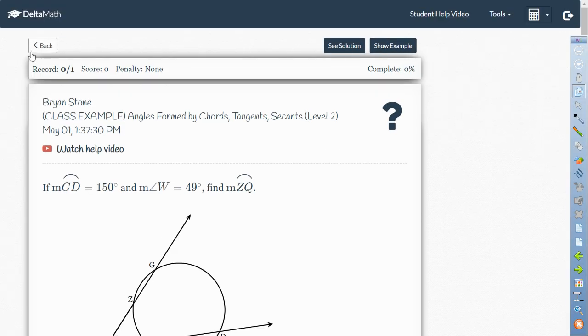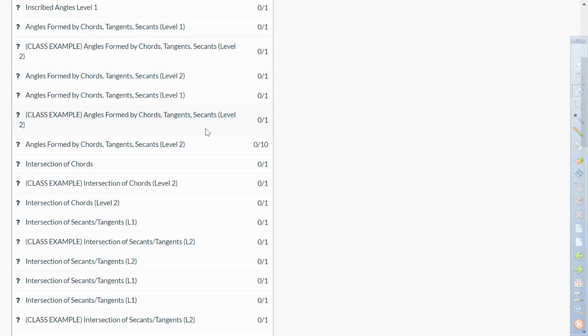All right, let's go back up and keep moving. Let's see. I don't want to lose my spot. Okay, so this is one we just did. I would try some of these out if you'd like. Let's try this intersection of chords. Go ahead and click on this one.